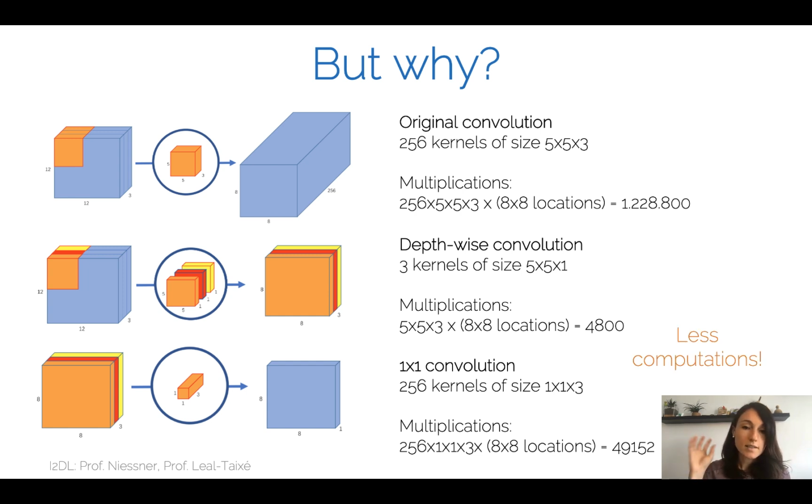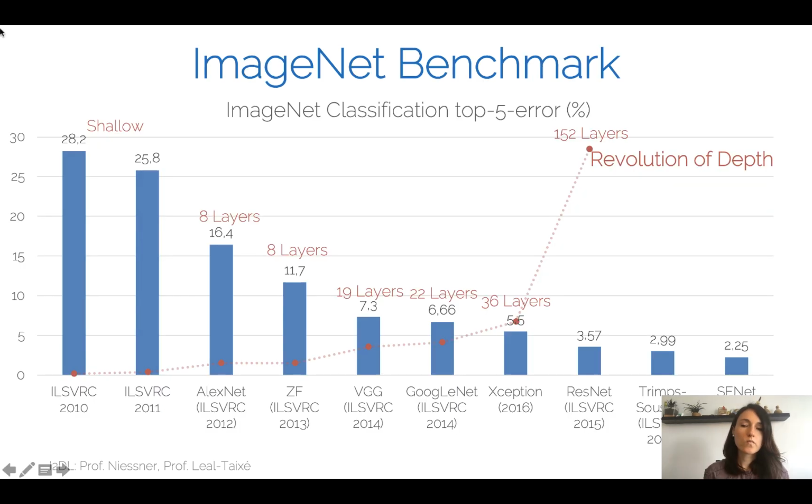Still, the summation of 4,800 and 49,000 multiplications is much, much less than the initial more than 1 million multiplications I needed, and my input and output are exactly the same. So basically, with depth-wise convolutions plus 1x1 convolutions, I can reduce heavily the number of multiplications. And this is what XceptionNet uses in order to further reduce the number of multiplications. So a slightly different concept than the one in InceptionNet, but still with the goal of reducing computation.